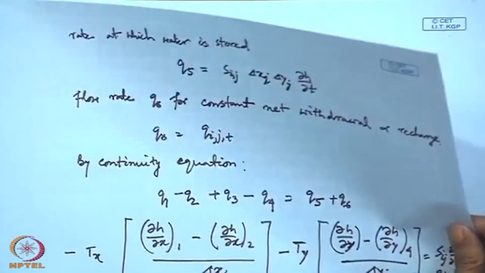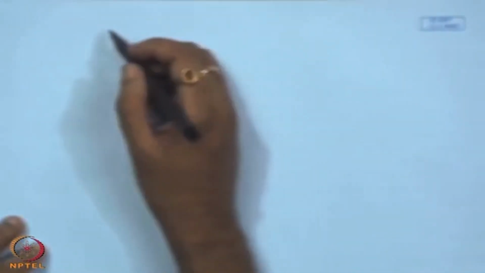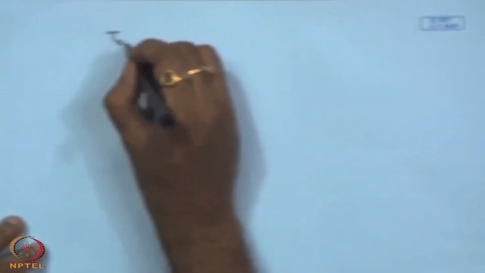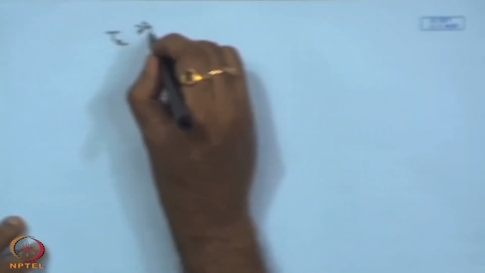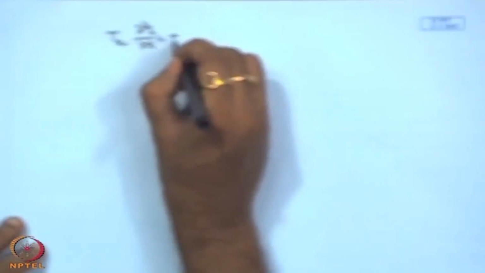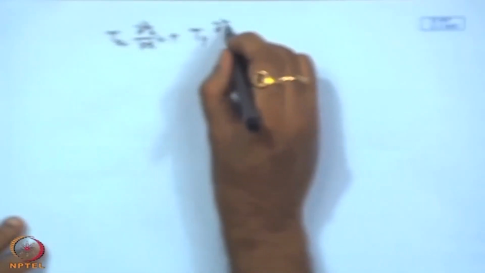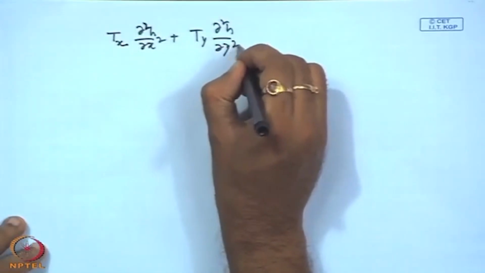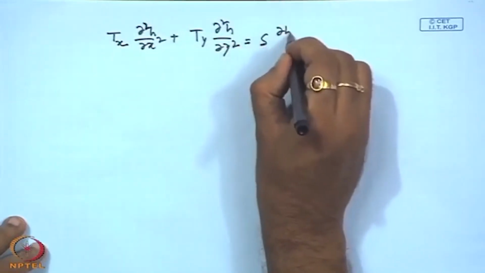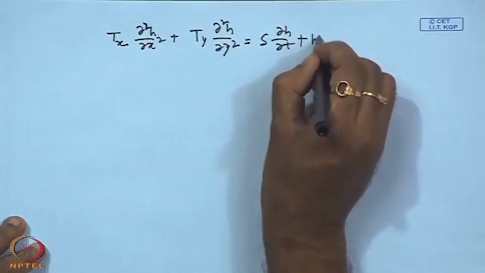So, for infinitesimal values of del x and del y, we can write the equation as T x del 2 h by del x 2 plus T y del 2 h by del y 2 equals S del h by del t.